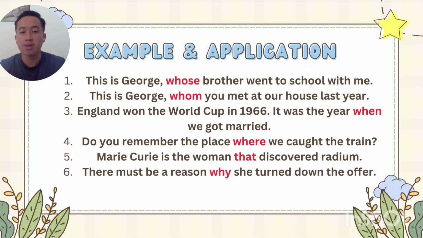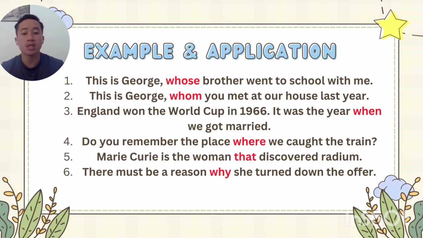And the third is, England won the cup in 1966. It was the year when we got married. So when is also a relative clause that is used to tell about a date or time. And the fourth is, do you remember the place where we caught the train? Where is also a relative clause that tells about a place. And the fifth is, Marie Curie is the woman that discovered radium. That is also a relative clause.